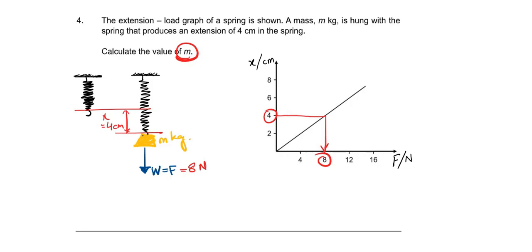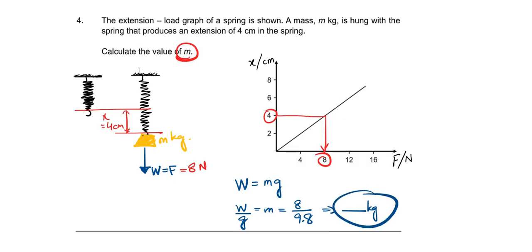Now recalling the formula from the chapter mass, weight and density, W equals mg. Weight equals mass times gravitational field strength. यहाँ से mass would be equal to W divided by g. Weight is 8 Newton, gravitational field strength is 9.8 and that will give us the mass in kilograms जो अटैच किया गया था.